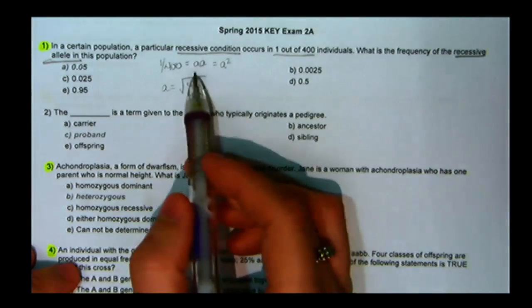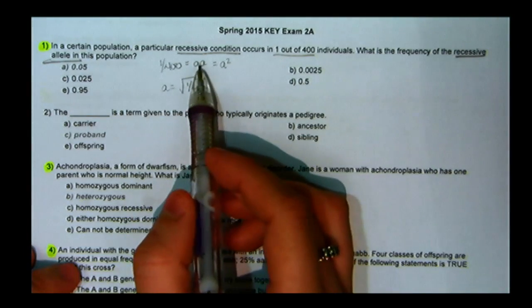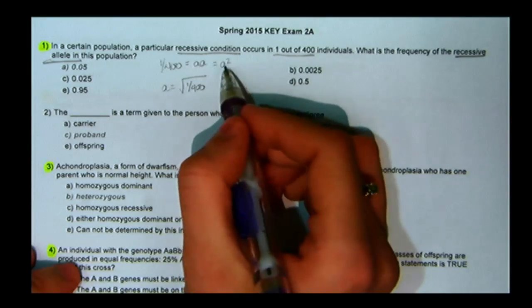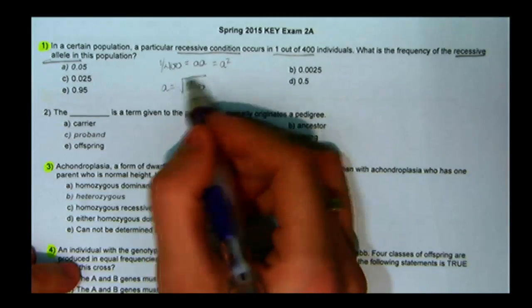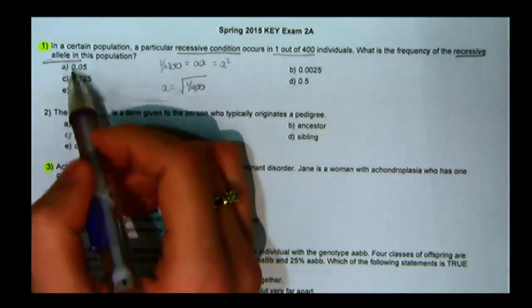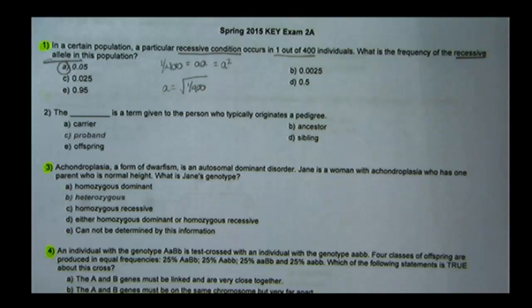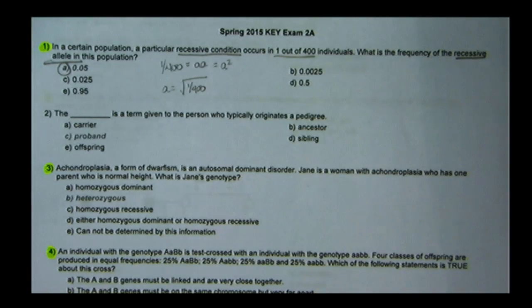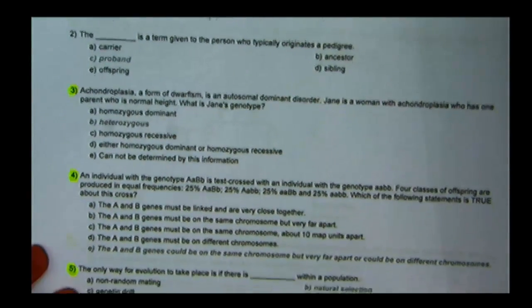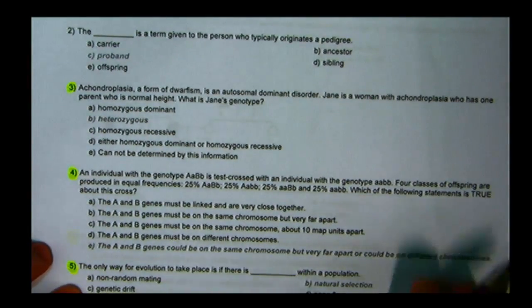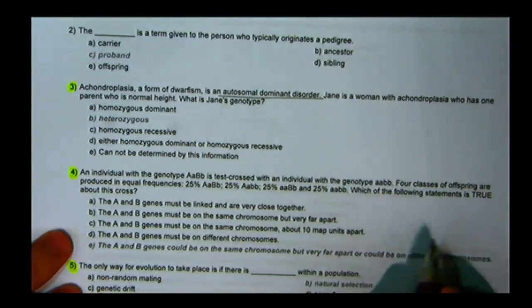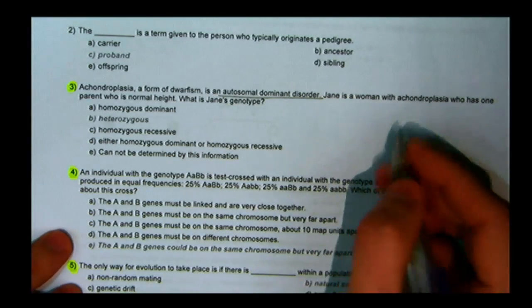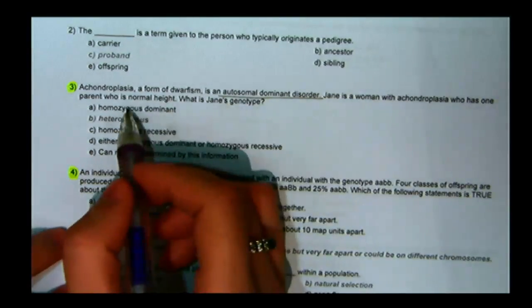Okay, so a form of dwarfism is an autosomal dominant disorder. We have somebody who does have the disorder and a parent who has normal height. So we're trying to find if this person is going to be homozygous dominant or a heterozygote. If she has a mother or a father who has normal height, that means that they had to give Jane this little a, which means she has to be the heterozygote. There's no way she could be homozygous recessive because she has the disorder and the disorder is dominant, and you can determine it based on just the information given.